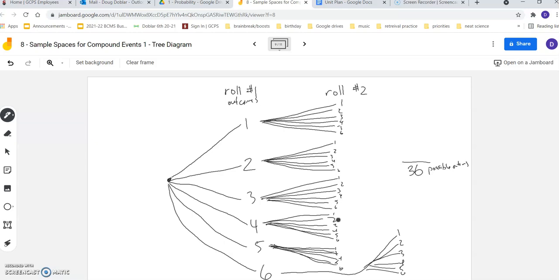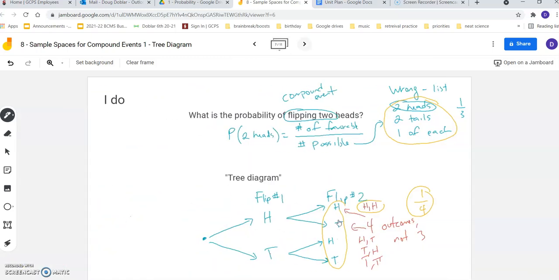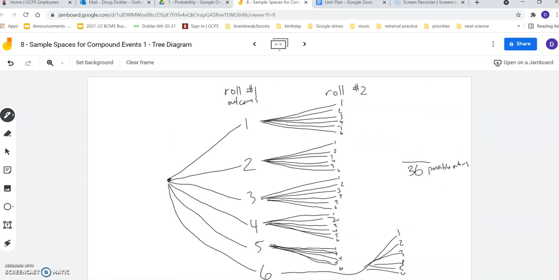So how many of them are favorable here? Let me go back and see. I was trying to see how many get me a sum of 10, so I'm going to have to do some serious circling here. So to get a sum of 10, 1 plus none of these is going to get me a 10. If I roll a 2 first, a 2 plus none of these is going to get me a 10. If I roll a 3 first, 3 plus 6 is my max, that's 9.